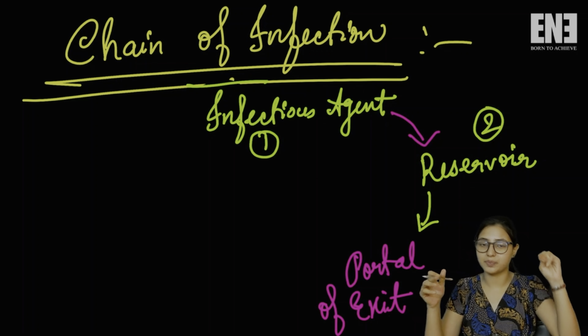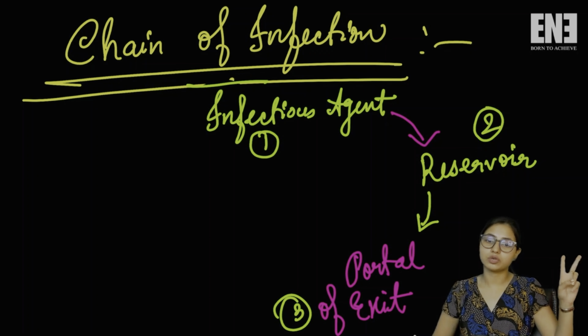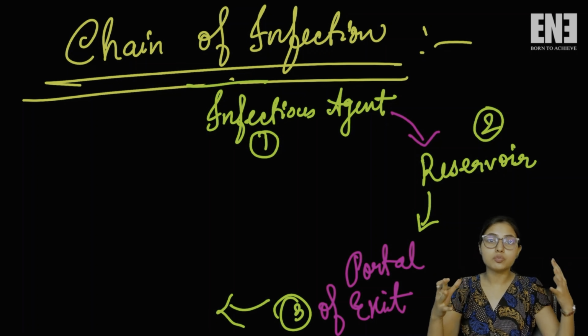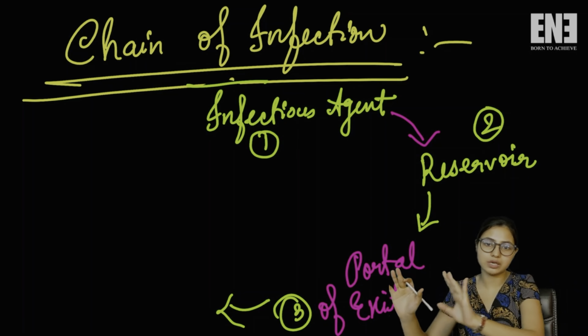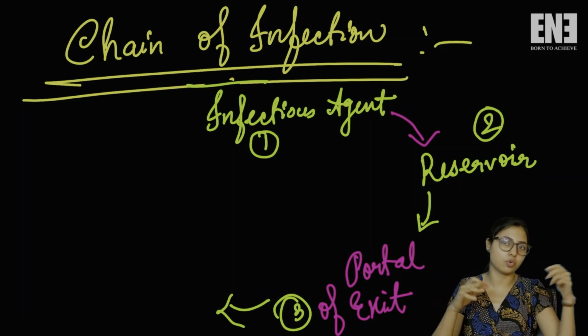That is the third part. The third part of your chain is portal of exit. Now it will want to move, transmission. Now it will see, now I had made this person ill. Okay, now I have to search for another mode of transmission to find a new host.